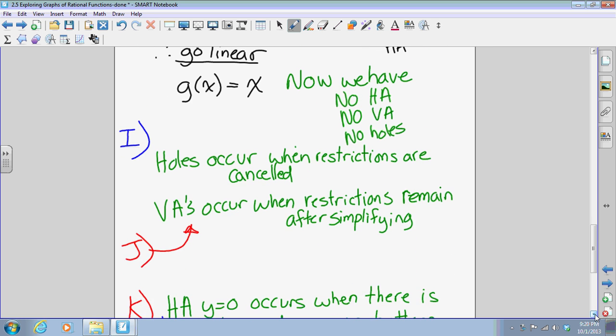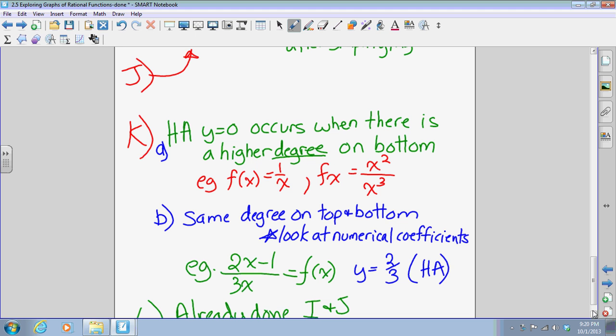Okay, I and J explain what we've learned today, that holes occur when restrictions are canceled and vertical asymptotes occur when restrictions remain after simplifying. Here's a key thing to know about K. When do you know when you have a horizontal asymptote? That occurs when you have a higher degree term on the bottom, or in the denominator. So again, we know our reciprocal function, 1 over x. Again, degree 1 is on the bottom and a degree of 0 on the top because there's no exponent.